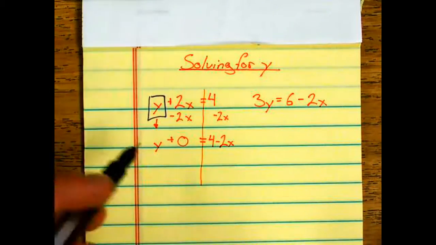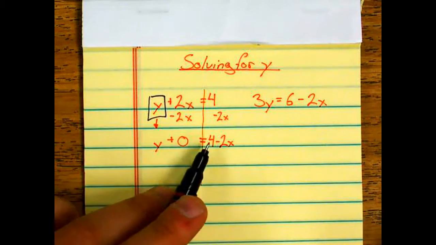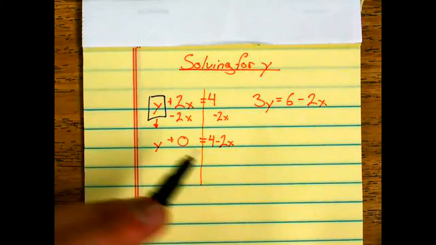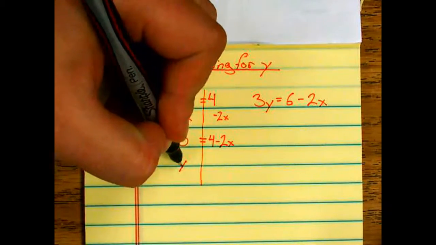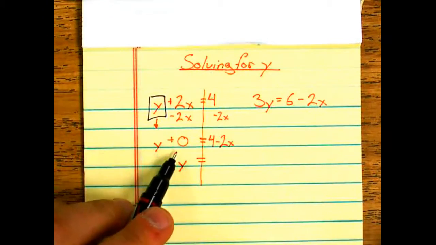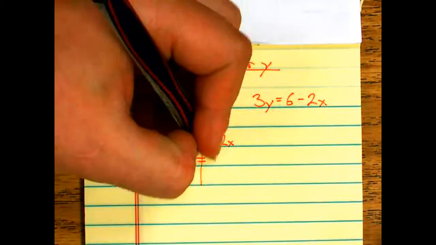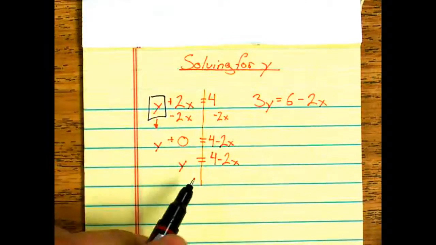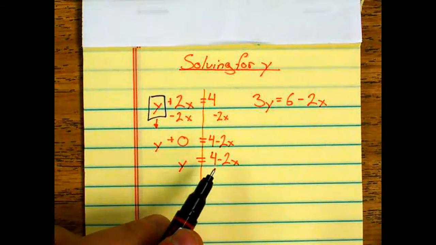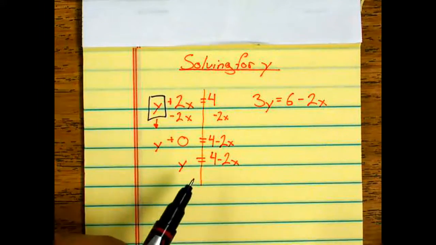There we go. Perfect. So now we've got y plus 0 equals 4 minus 2x. Now remember, I just said that I don't need to put that 0 there, so I'm going to just ignore it. It's no longer a problem. And we've got y equals 4 minus 2x. That one's already done, completely done.